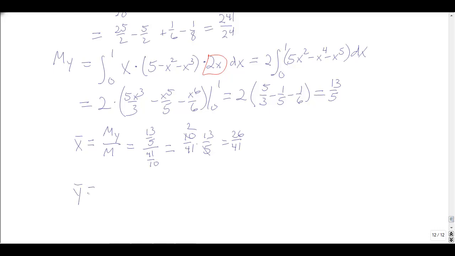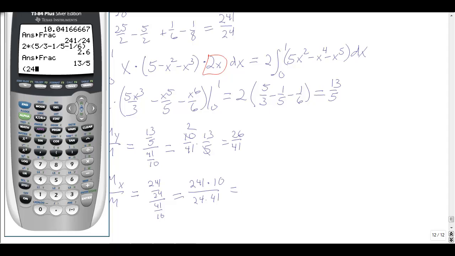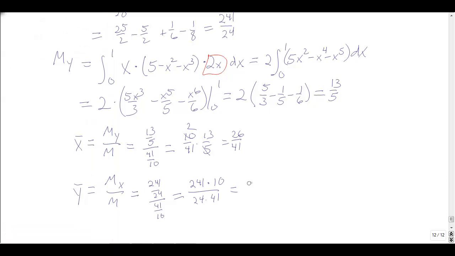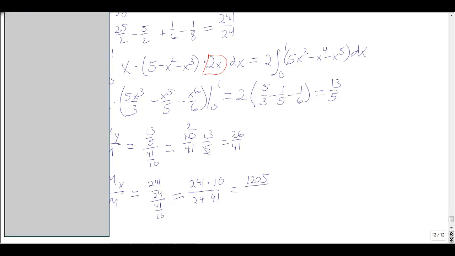And my y bar is going to be the moment about the x-axis over m. So that was 241/24 over 41/10. This one, so that's 241 times 10 over 24 times 41. Let's just do this as a calculator problem. So 241 divided by 24, divided by 41, divided by 10. Go to a fraction, and we get 1205 over 492.